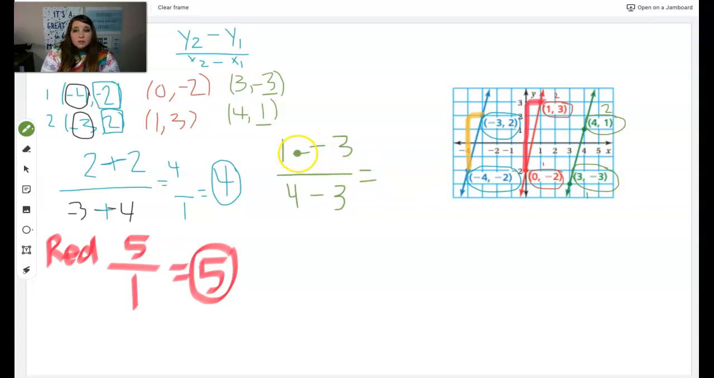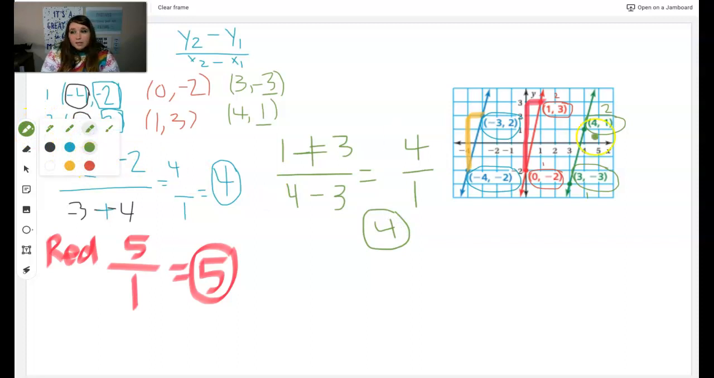All right, so removing negativity gives us a positive, and 1 plus 3 is 4, and 4 minus 3 is 1. So this slope here is actually 4, and we can double check this slope by looking at the highlighter tool, and if we go 1, 2, 3, up 4, rise 4, and over 1, we do get 4 over 1. So the slope of the green line is 4.